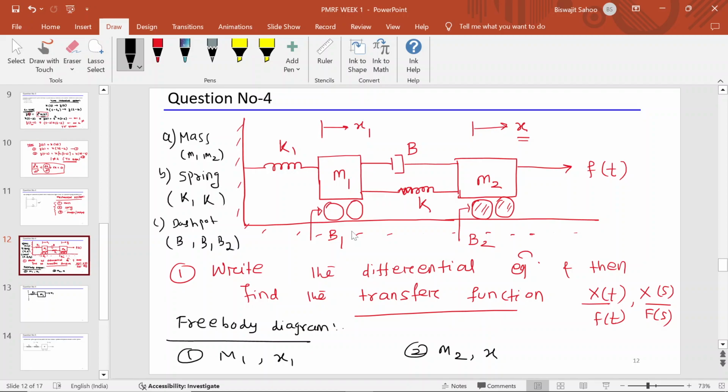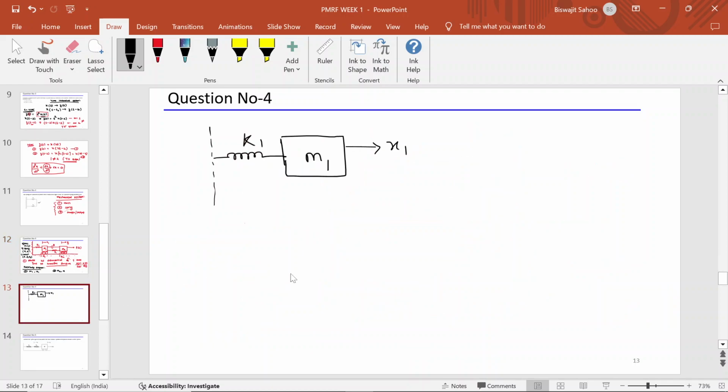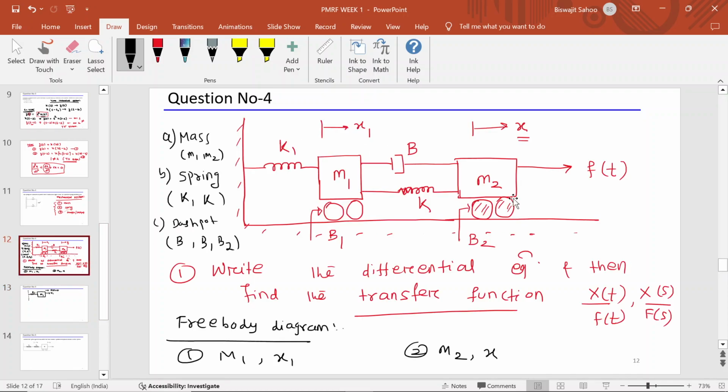But the f of t force I'm not applying to m1. I am applying the f of t force, the external force, to the body m2, not m1. So for m1 the external force is 0. That thing you need to first clarify. For m1 the external force f of t equals 0. f of t is the external force which I am applying only to body m2, not m1. So that's why for m1 the external force is 0.